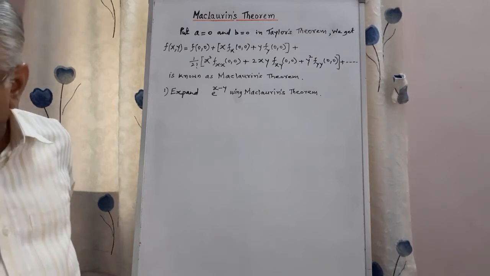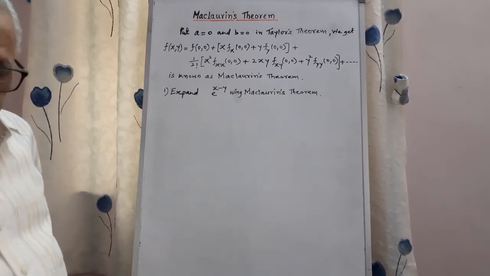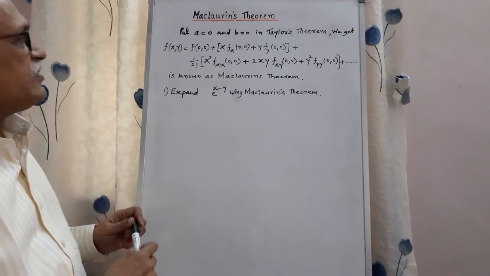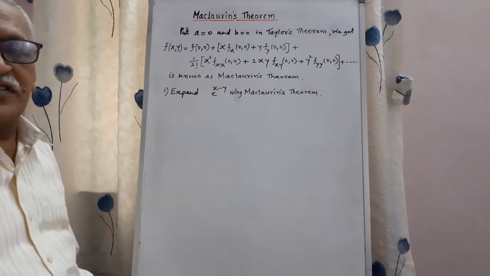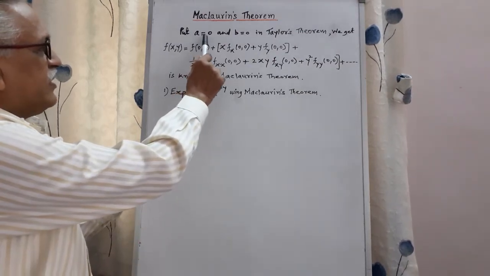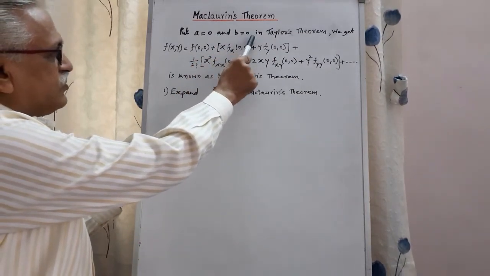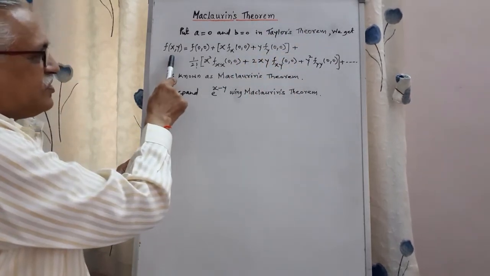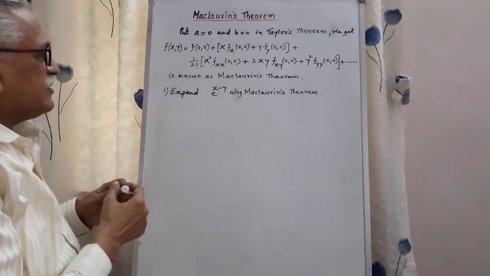Let us see the statement of that theorem. In the previous video, I have discussed the Taylor's theorem. In that Taylor's theorem, if we put a equals to 0 and b equals to 0, we get this Maclaurin series or Maclaurin theorem.